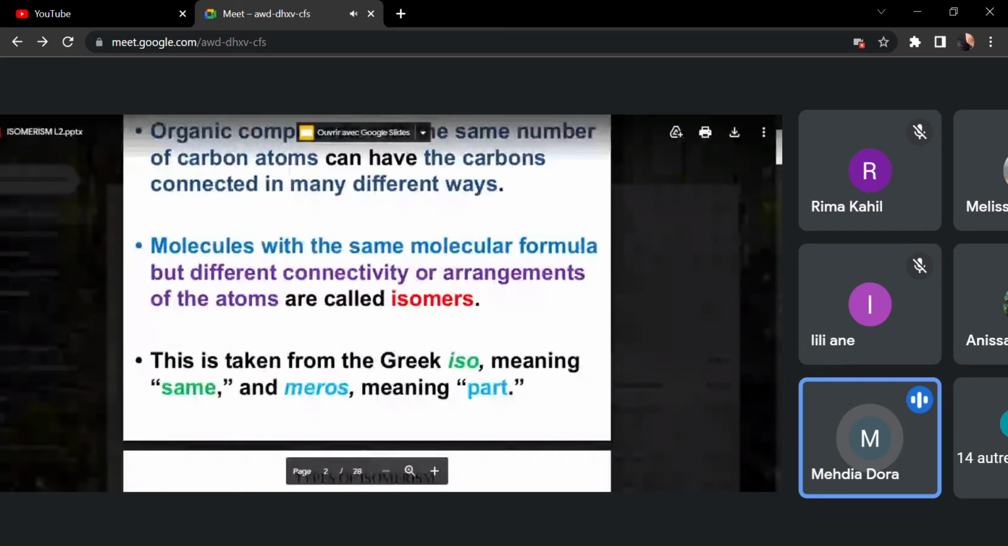So molecules with the same molecular formula but different connectivity or arrangement of the atoms are called isomers, okay? This is taken from the Greek. Iso means same and meros means part. So it's the same part. It means it's the same molecular formula, the same molecular weight, but it's not the same drawing in space, not the same arrangement. Okay? So let's go on.